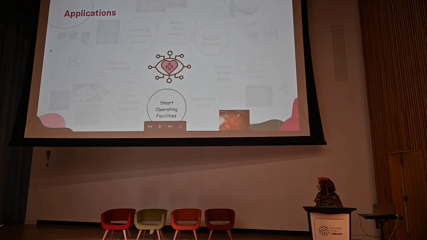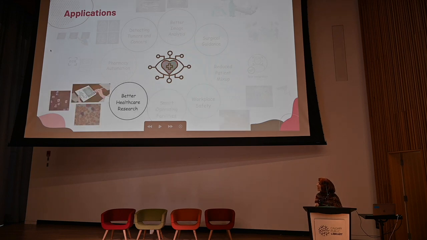Next is smart operating facilities. Computer vision can automate the recording process of surgical procedures that may involve repetitive and error-prone tasks. And also sometimes surgeons forget surgical instruments inside the patient's body, so computer vision can track the surgical instruments for avoiding this issue. And finally, computer vision can help in investigation and testing in new treatments.